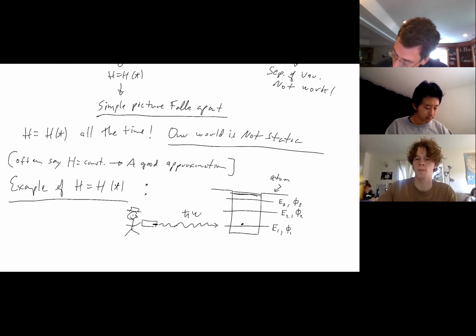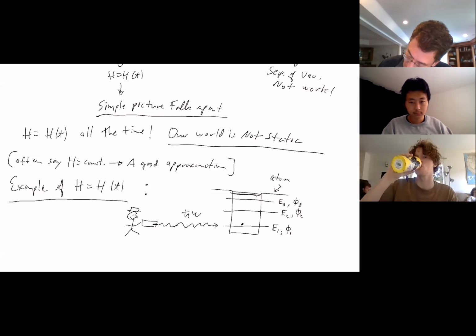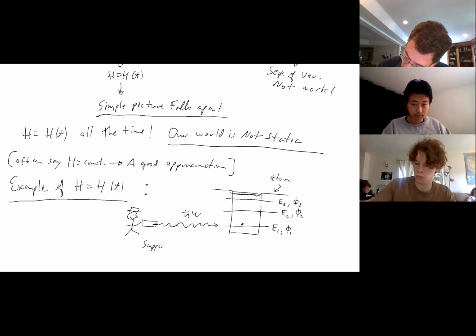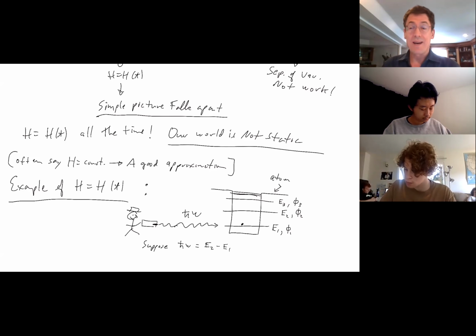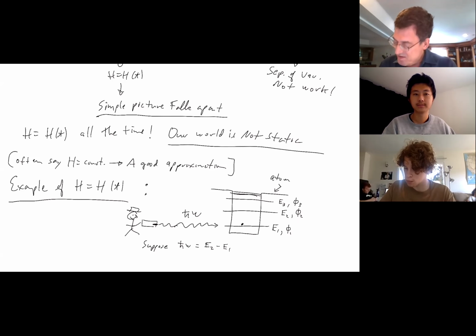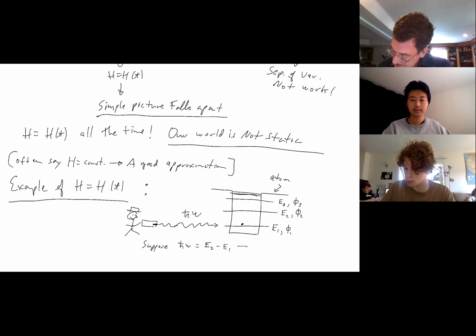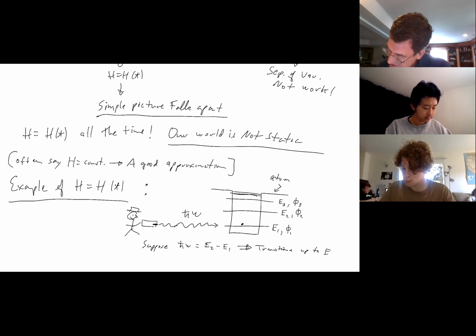And so suppose that h bar omega is equal to E2 minus E1. Then somebody tell me what happens. It transitions up to the E2 level? Yeah, exactly. Then it transitions up to E2. Yeah, that's exactly right.